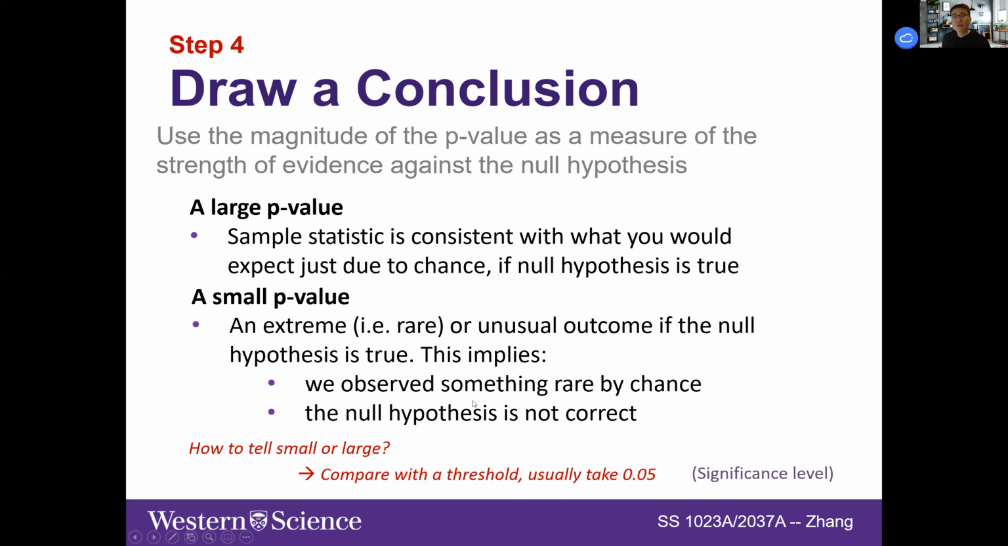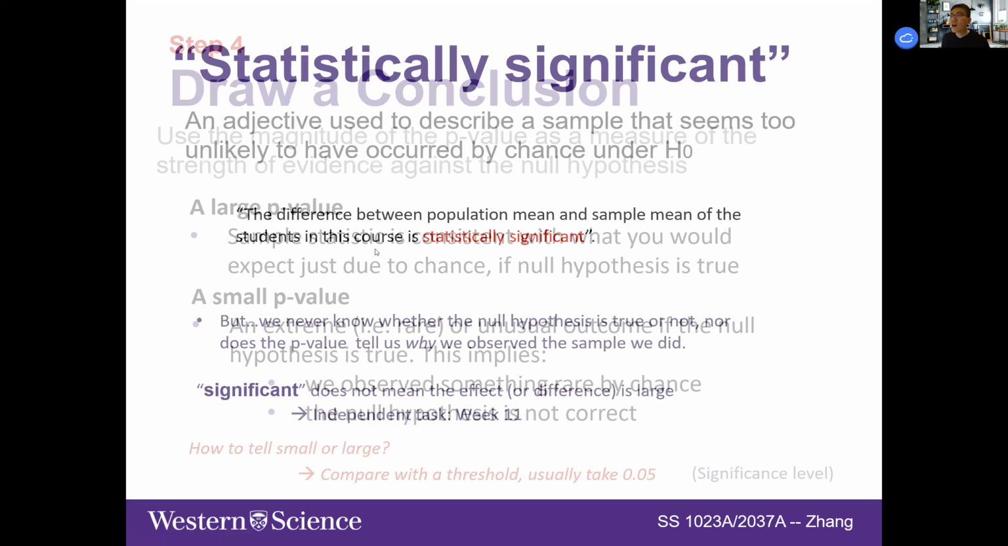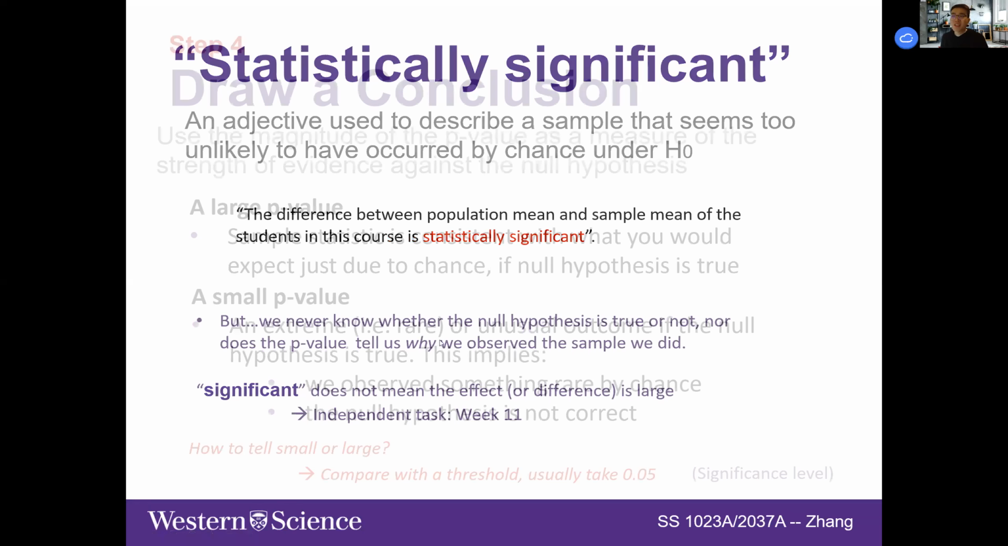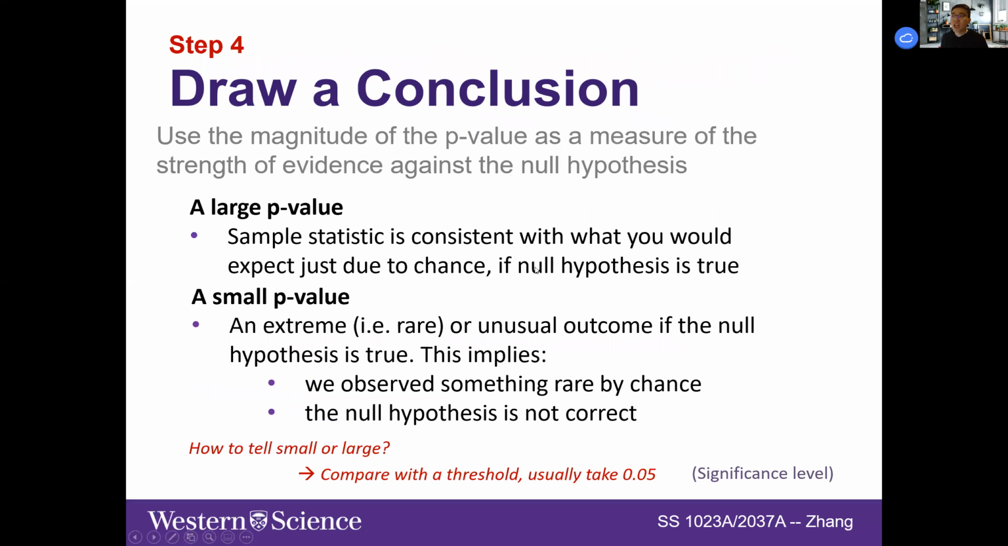So we cannot tell from our p-value exactly whether our null hypothesis is true or not, and we cannot know why we observe such very extreme data. But what we can learn is that, very likely, statistically, we should believe that the null hypothesis is wrong. So that's the idea.